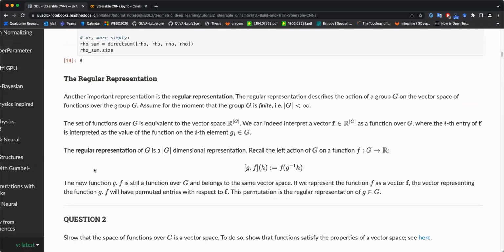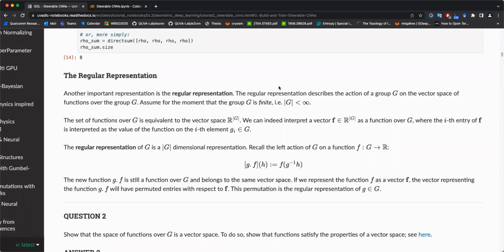Now we pass to the next concept, that is the regular representation. You should maybe have already heard of the regular representation in the lecture. This is an especially important representation because it's the one we're going to use to link steerable CNNs later with group convolution. But let's get to that in a couple of steps. Essentially, the regular representation, you can imagine, is the representation of the group acting on the vector space of functions over the group itself.